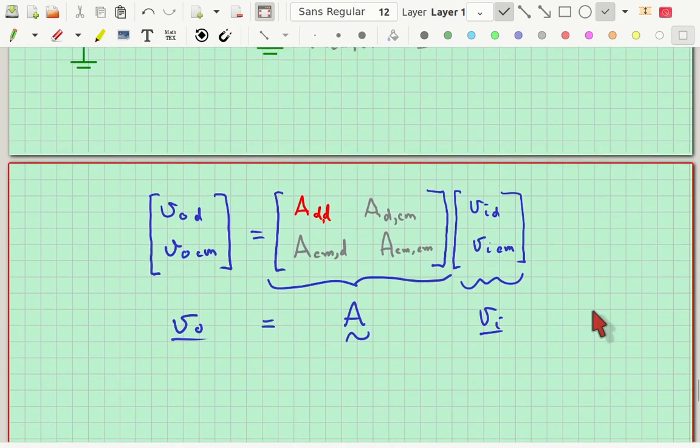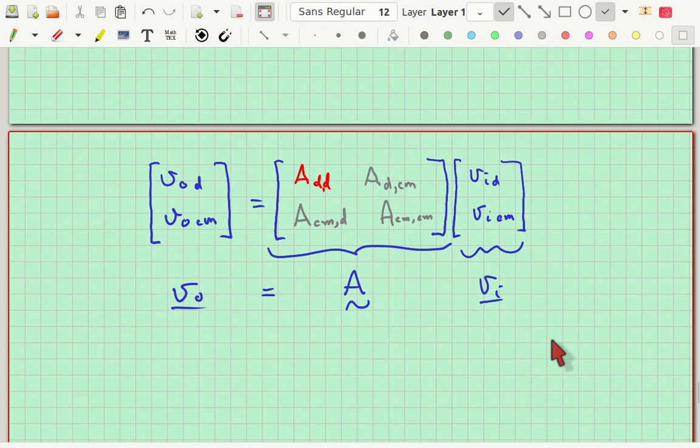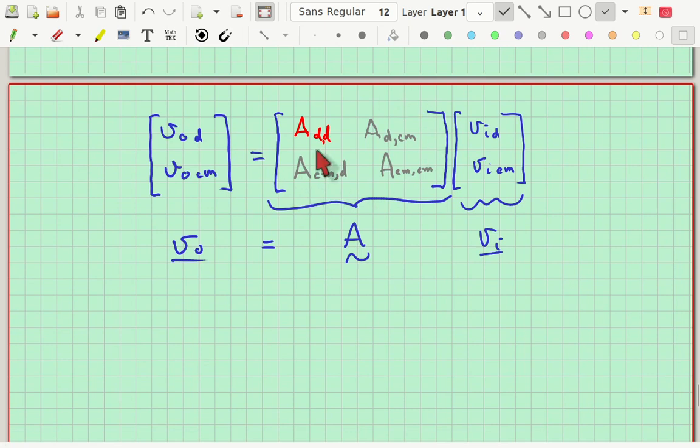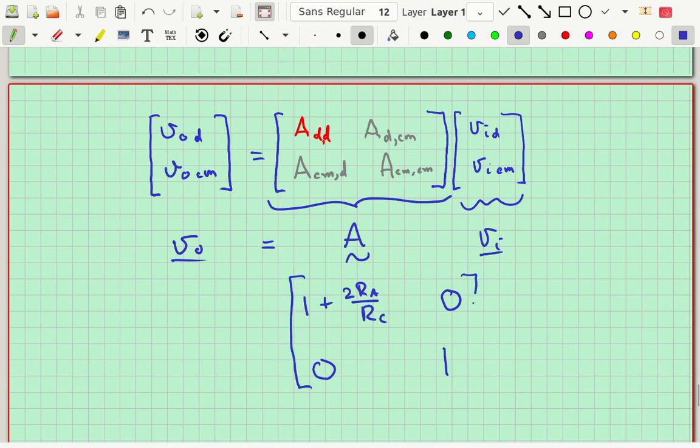So here's our final matrix with those values that we got. Here's the output voltage, here's the A matrix, and here's the input voltage. The ADD, if I make RA and RB the same, is going to turn out to be 1 plus 2RA over RC. This term in the matrix was 0, this term was 0, and this term is 1. And so that's the A matrix right there.